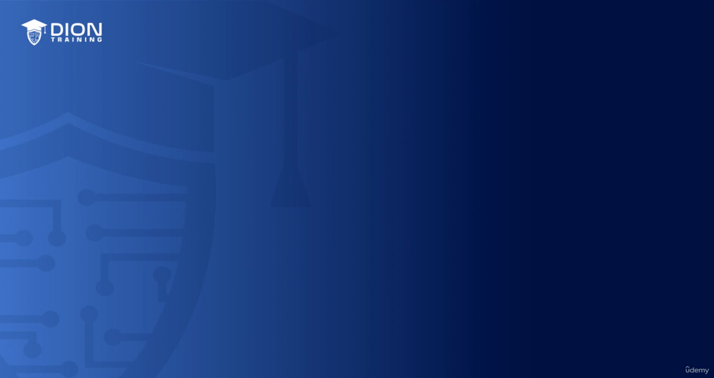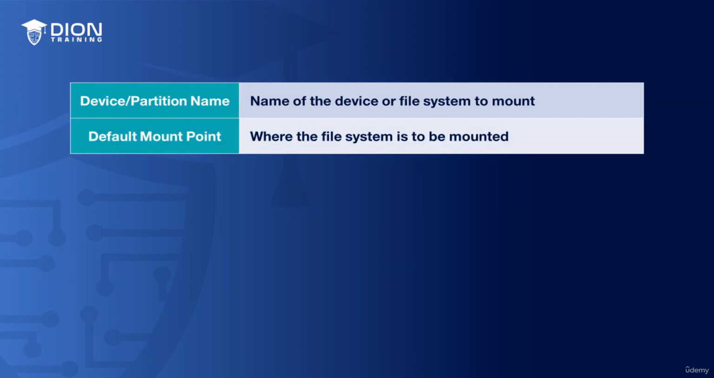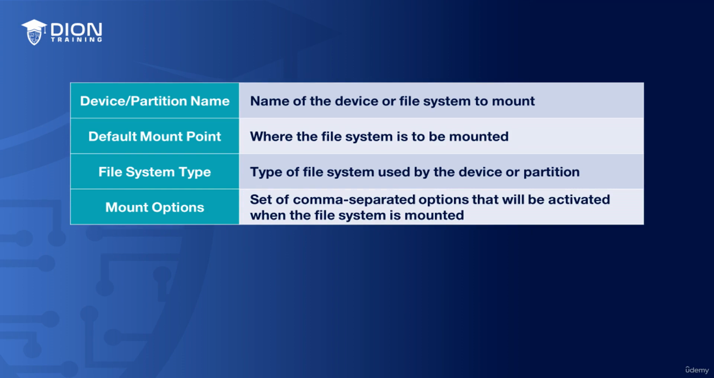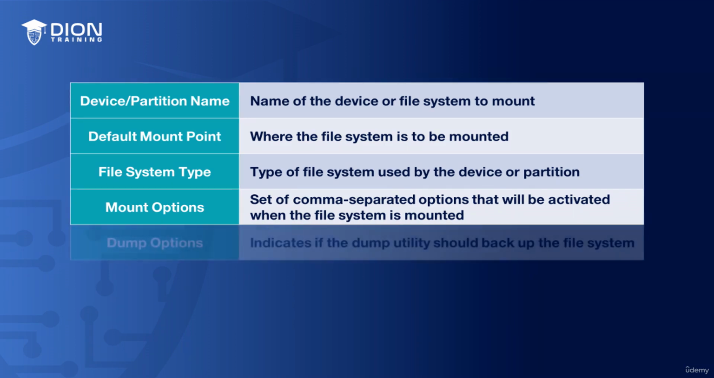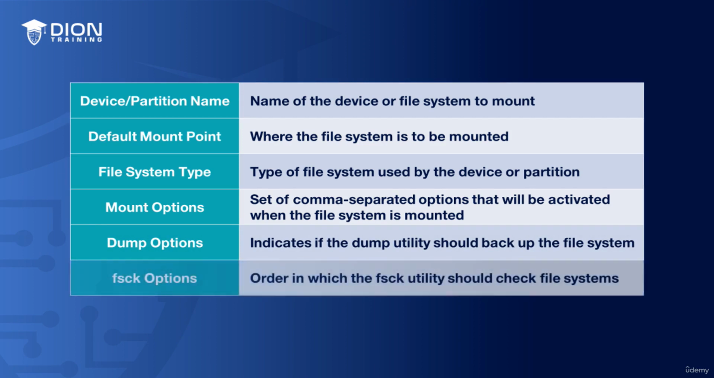The first field is the device or partition name, and it specifies the name of the device or file system that you want to mount. The default mount point indicates where the file system is going to be mounted, so it might be / for the root file system as an example. The file system type will also specify the type of file system used by that device or partition. The mount options field specifies a set of comma-separated options that will be activated when the file system is mounted. The dump options field indicates if the dump utility should back up the file system. The fsck options field will specify the order in which the fsck utility or the file system checker utility should check the file system.